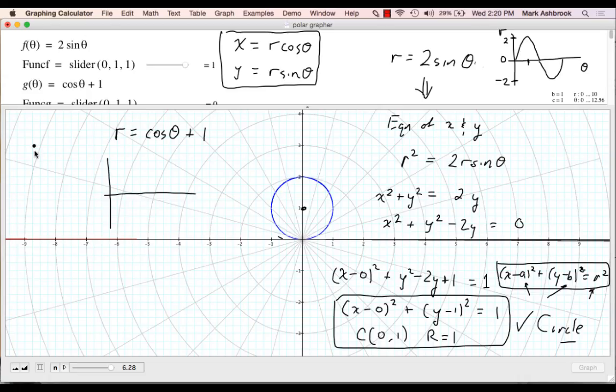So things we ask are, midline, it's a good place to start, and then from that, the max and the min. What's the period? And then we're going to divide it up into 4 intervals.